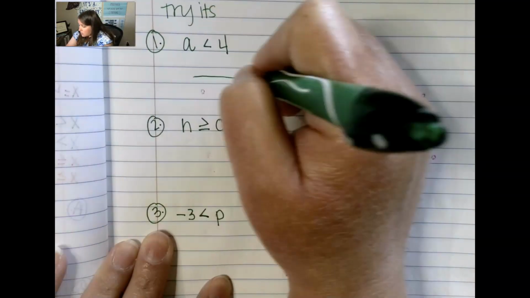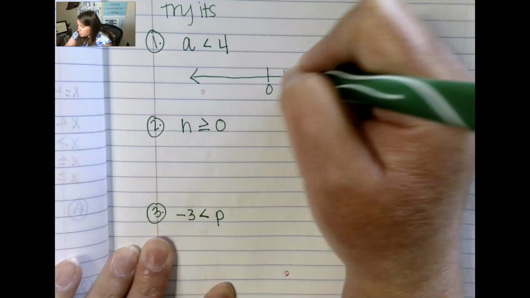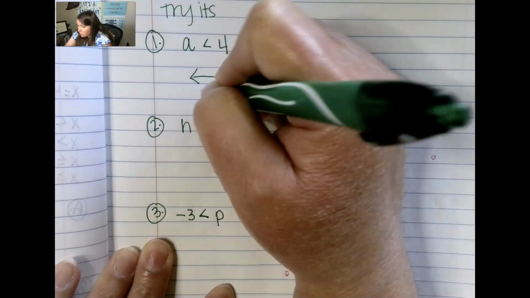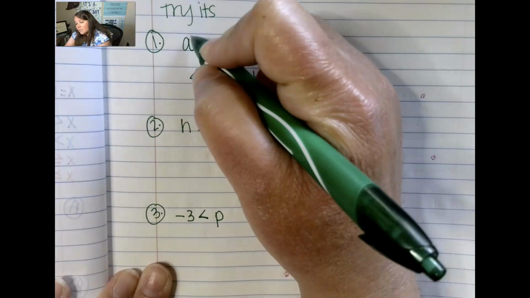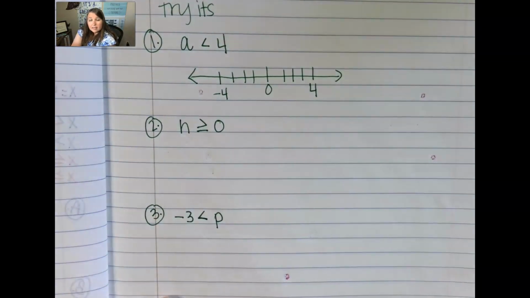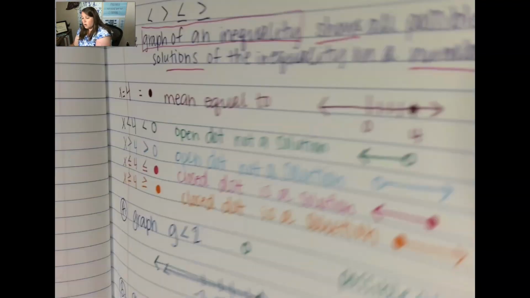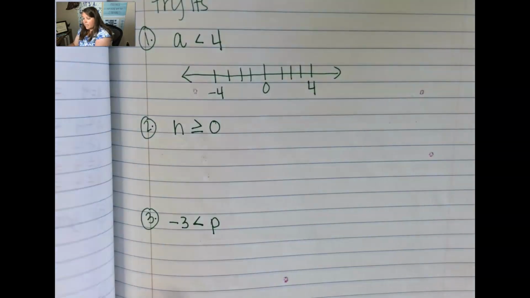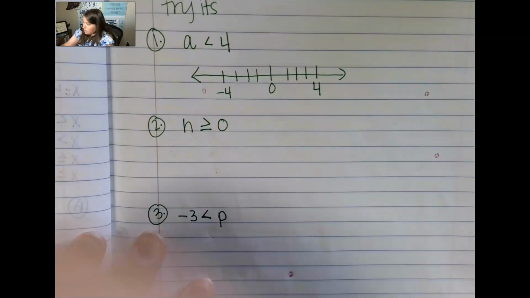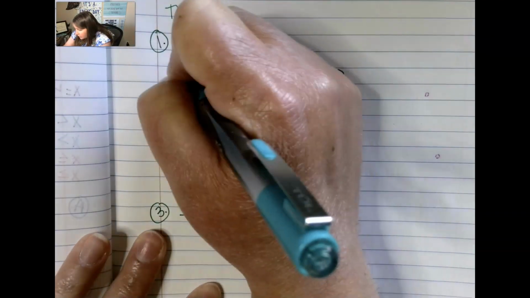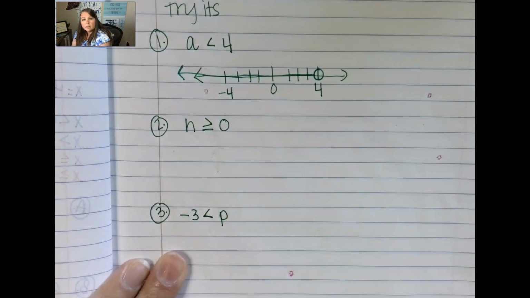And then when you're ready, come on back and hit play. All right, so we're going to start out by drawing our number line. 0, 1, 2, 3, 4, and 1, 2, 3, -4. Okay, this is starting with A, so we're good to start graphing. A is less than 4. Less than is an open dot with the arrow pointing less. So I'm going to go to the 4, draw an open dot, and make everything less than.